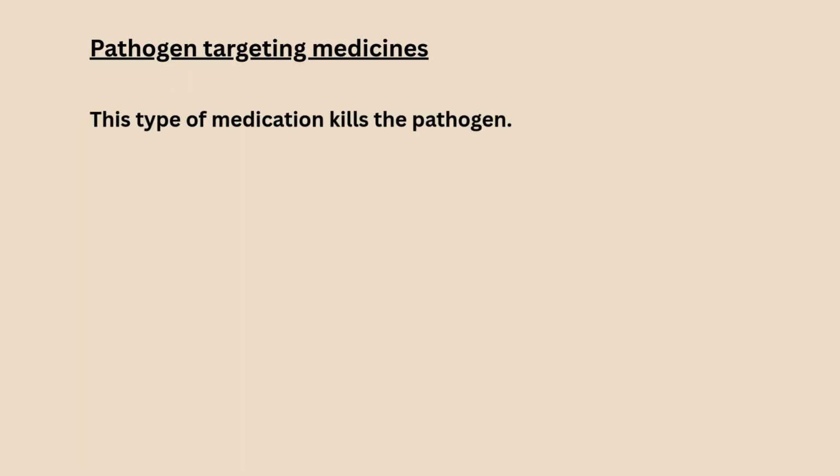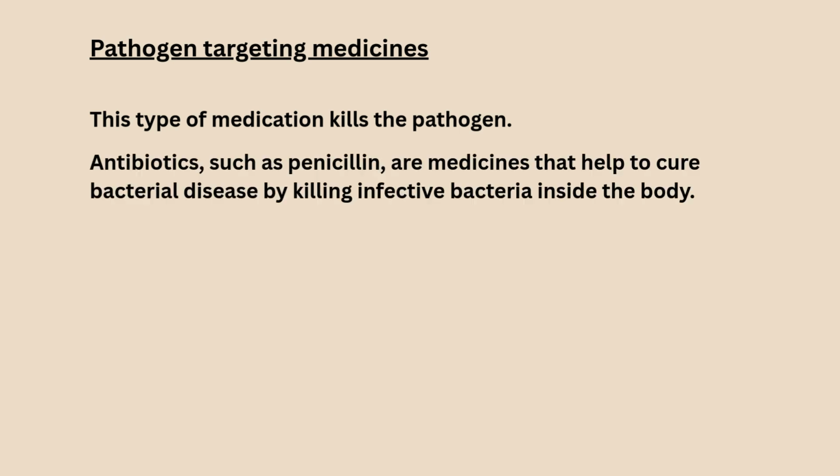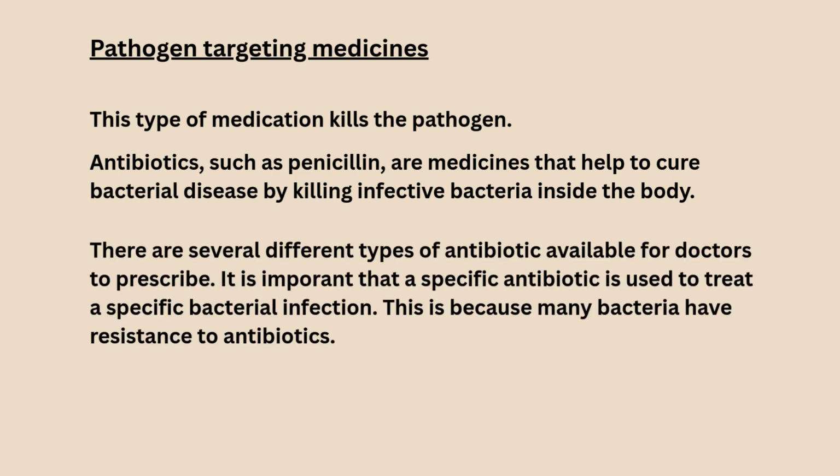Pathogen-targeting medicines. This type of medication kills the pathogen. Antibiotics such as penicillin are medicines that help cure bacterial disease by killing infective bacteria inside the body. There are several different types of antibiotic available for doctors to prescribe. It is important that a specific antibiotic is used to treat a specific bacterial infection.